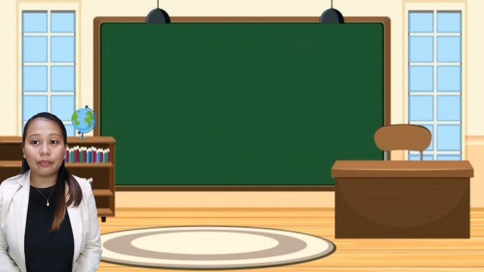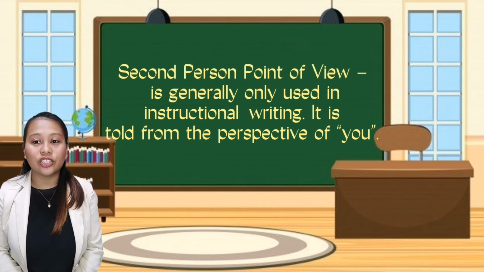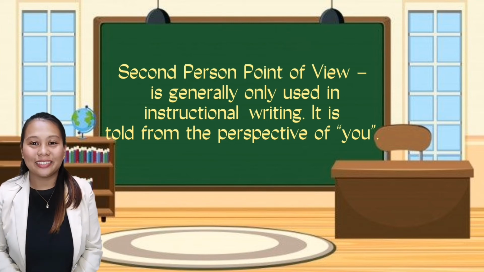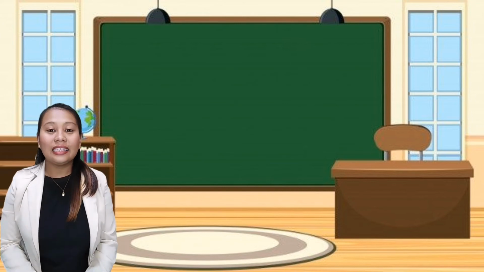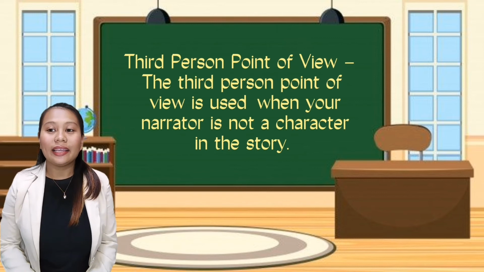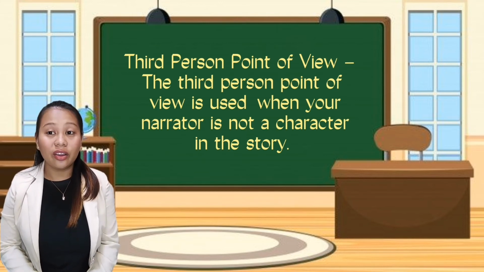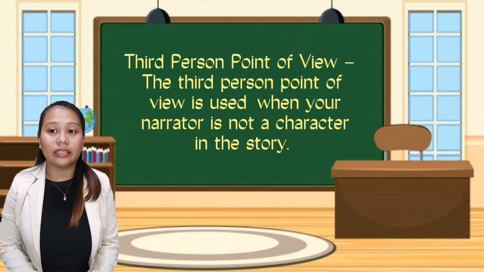The second type of point of view is the second person point of view. It's generally only used in instructional writing. It is told from the perspective of you. Last but not the least is the third person point of view. The third person point of view is used when your narrator is not a character in the story. The third person uses he or she. It is the most commonly used point of view in stories.